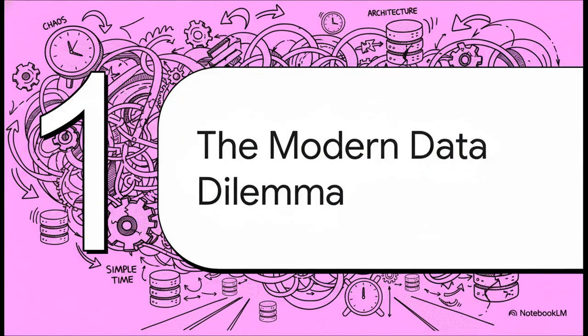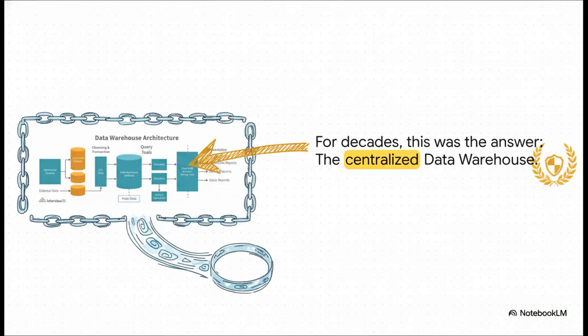Okay, so to find the answer, we've got to first understand the problem itself. I mean, this chaos didn't just appear out of nowhere, right? It's usually got its roots in data architectures that were built for a totally different era, a much, much simpler time long before this data explosion happened. For decades, this was pretty much the only game in town, the good old centralized data warehouse.